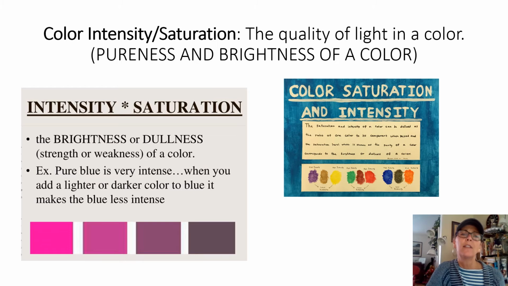Color intensity and saturation. Now we're talking about the quality of light in a color, the pureness and brightness of a color. Your color is the purest, the most intense, I should say, when it's the purest. So pure blue is the most intense that you're going to get out of the tube. After that, once you start adding white to it or gray to it or black to it, you start taking away your color's intensity.